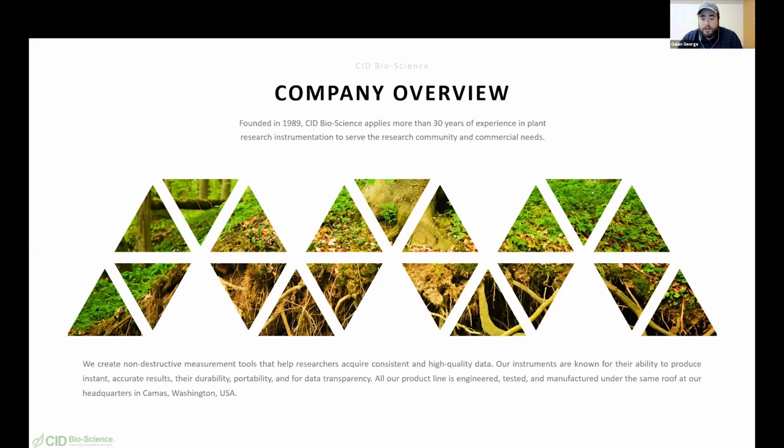And so what we do is we create non-destructive measurement devices. And these devices help researchers acquire consistent, high quality, and transparent data. We're really proud of the fact that our instruments provide instant, accurate results. They're very durable, they're field ready, they're portable. And we do all of the engineering, testing, manufacturing, design, all of that in our headquarters here in Camas, Washington, where I am at currently.